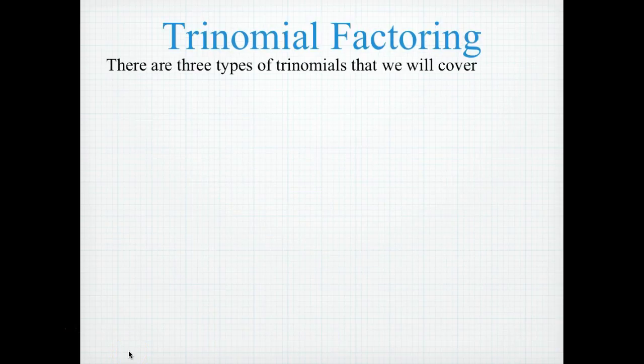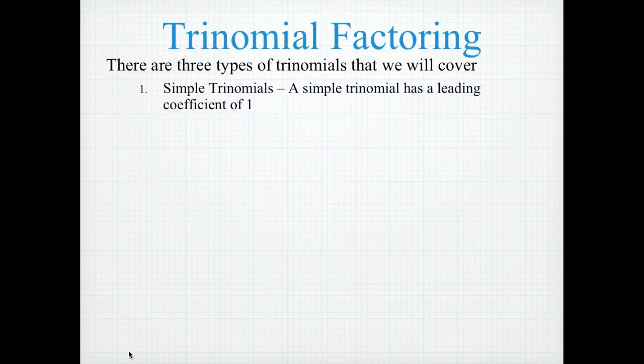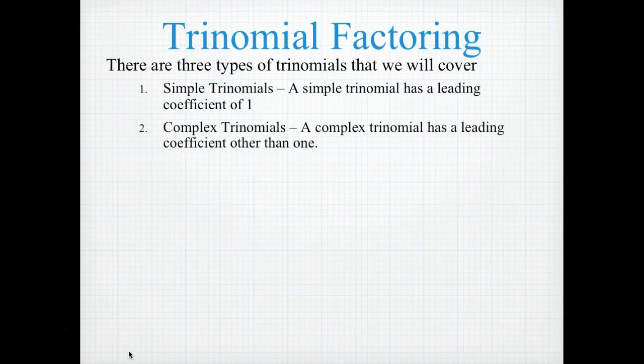Next, we're going to do some trinomial factoring. There are three types of trinomials we're going to cover. First, simple trinomials. A simple trinomial has a leading coefficient of 1. There are complex trinomials, and a complex trinomial has a leading coefficient of anything other than 1. And there's also perfect square trinomials.